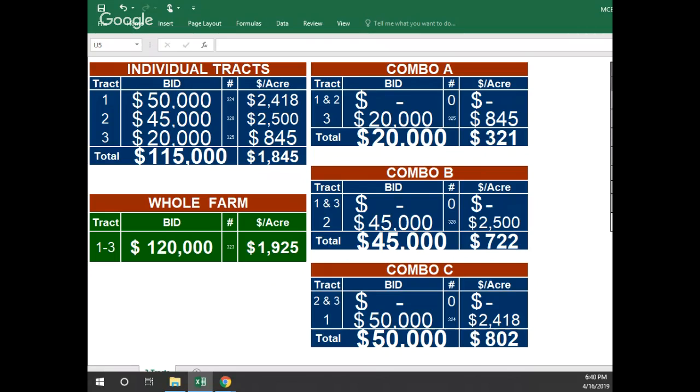Yeah, don't be bashful, guys. You can raise, we'll take an increase on any individual track, any combination of tracks, or we'll take an increase on the whole farm. Yes, Larry. 3 goes to 25. Track 3 goes to 25,000. 325. Bidder number 325.